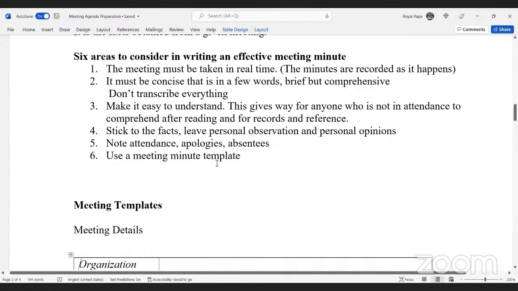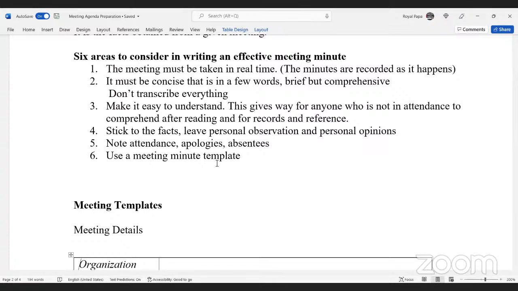You must write it to make sure it is easy to understand. The fourth is that you have to stick to the facts. Stick to the facts. Your personal observation shouldn't come in. For example, Catechist Henry said that, and then Catechist Gifty came and Reverend Chris said he didn't hear what she said, and he said pardon me three times.